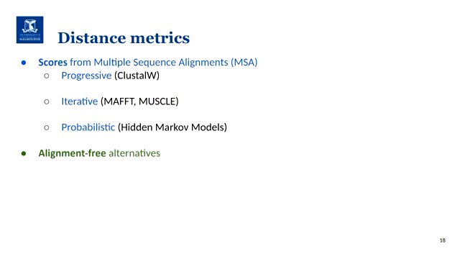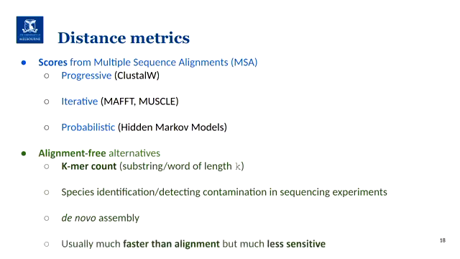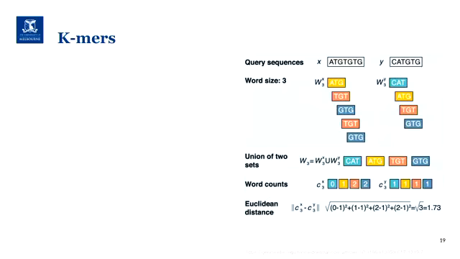And there are also alignment-free alternatives. They are very important, for instance, for taxonomy classification. The main one used these days is k-mer count. A k-mer is a substring or a word of length k. This is quite important for species identification and for detecting contamination in sequencing experiments. It is also important for de novo assembly, and is usually considerably faster than the actual alignment, but much less sensitive. But it's worth understanding what k-mers are and how they work.